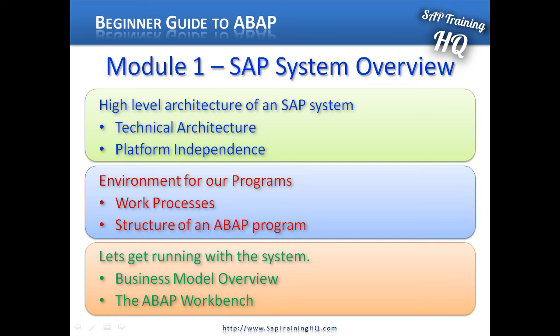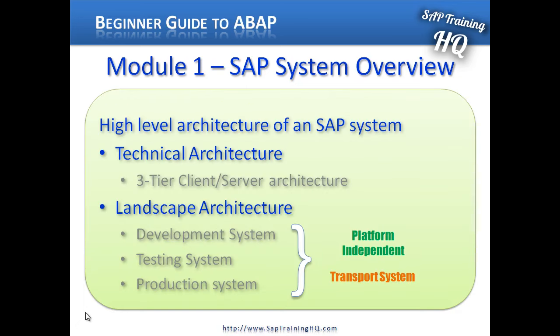Then we'll go on to looking at a running SAP system. We'll discuss the business model overview, and then we'll get going with the ABAP workbench. So we're going to discuss the technical architecture of a typical SAP system. Then we're going to move on to the landscape architecture and just discuss why we break our landscape into multiple systems.